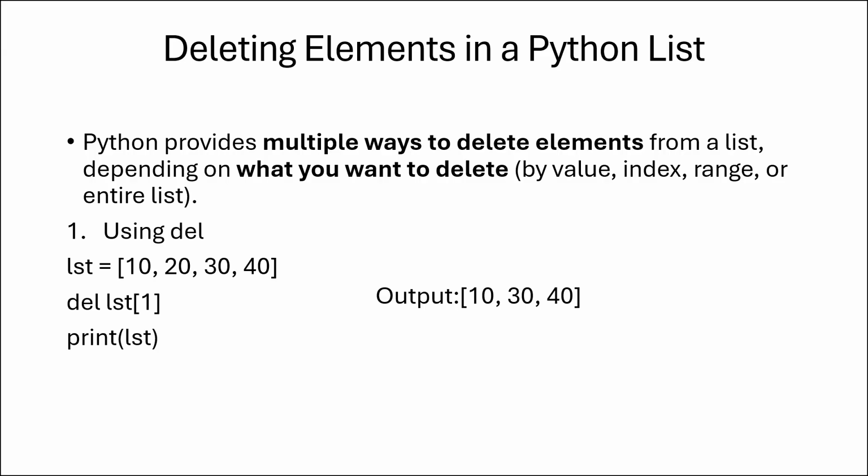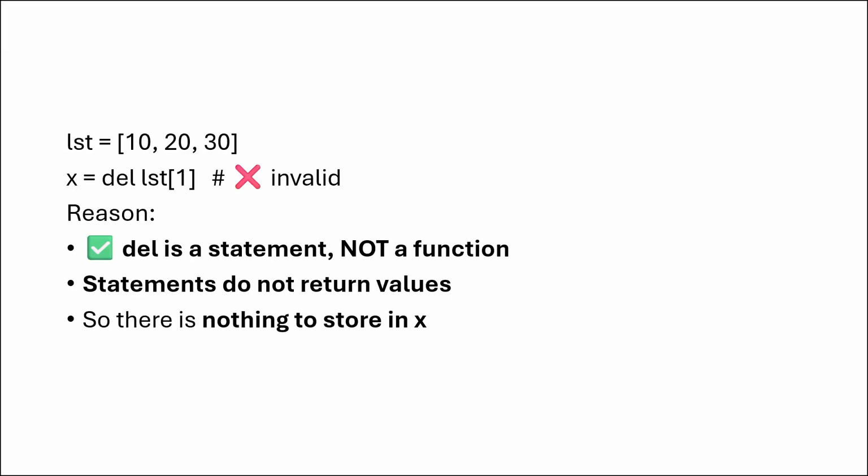In this delete method, we cannot assign a variable to delete, because del is a statement. The statement doesn't return anything. When we assign a variable to the delete statement, it doesn't return anything and our output will show an error indicating that del is a statement, it's not a function. So it is an invalid syntax.